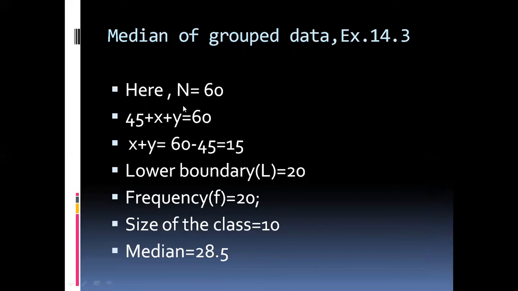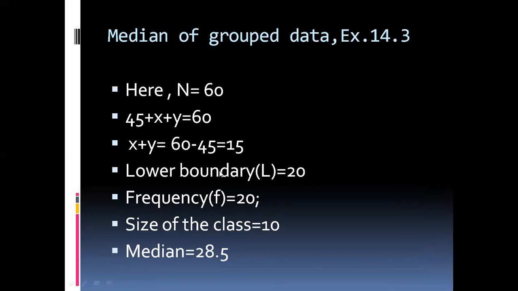See, here capital N, the sum of all the frequencies, is given as 60. But when you add all the frequencies in the table, the sum is 45 plus x plus y. This total is given as 60. So when you simplify, transposing 45 to the other side, you get x plus y equals 15. You leave the equation like this.